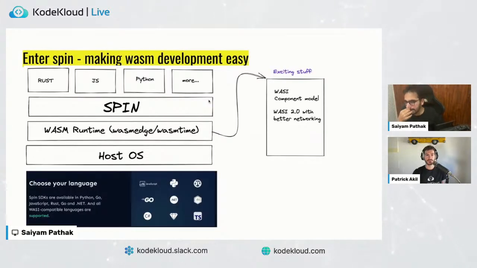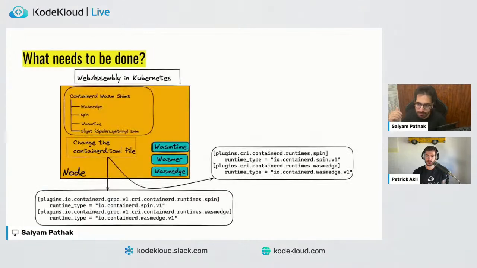Coming to Spin. Spin is an open source project, basically a toolkit or a framework, that lets you create a skeleton application in different languages and runtimes, and you will be able to run it, build it, and deploy it. So that's what needs to be done when we talk about WebAssembly on Kubernetes.